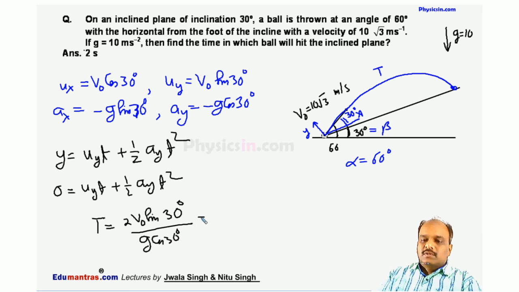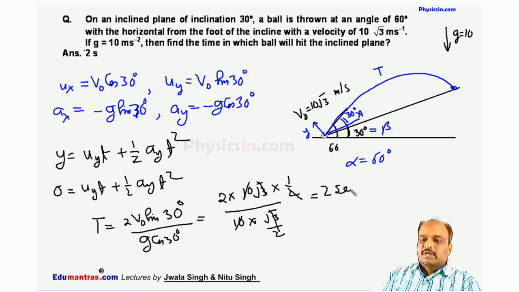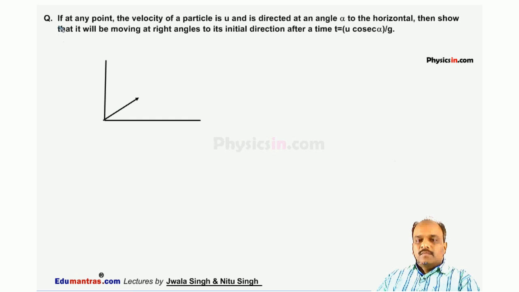So this is equal to 2 times v naught, means 10 root 3, times sin 30, means 1 by 2, divided by g, means 10, it is given, and cos 30 is root 3 by 2. So the root 3 by 2 cancels, the 10 cancels, and we get time as 2 seconds. This is the answer.